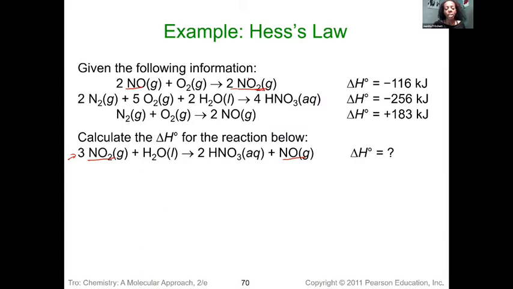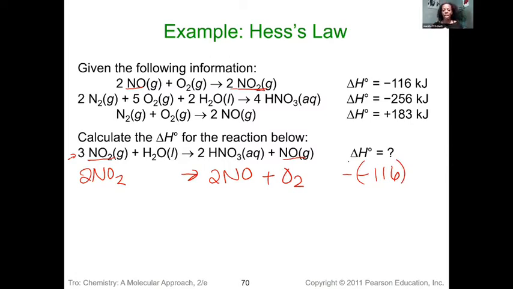Immediately, what I see is that it's on the product side and I need it to be a reactant. So our first objective is to flip the equation. So again, flip it, and we're going to put 2NO2 as a reactant, and then 2NO and O2 here. Well, if we flipped the equation, we had negative 116, but now since we flipped it, we need to make that the opposite sign. We also want to pay attention to the amount that's present. I need 3 moles of NO2.